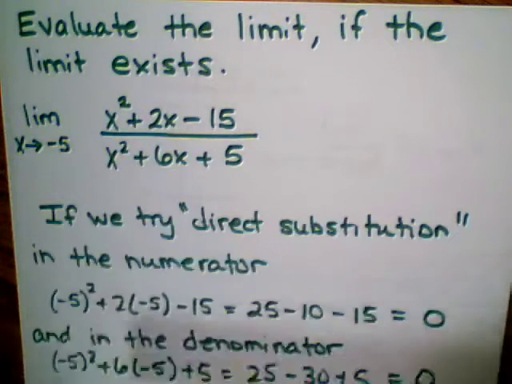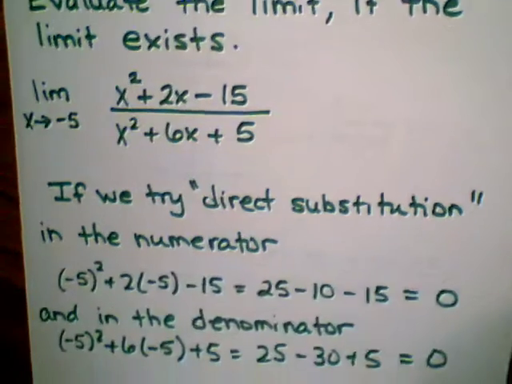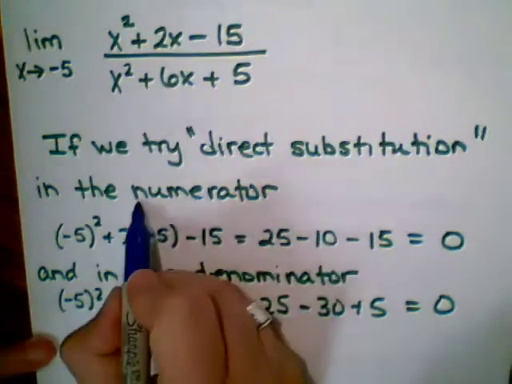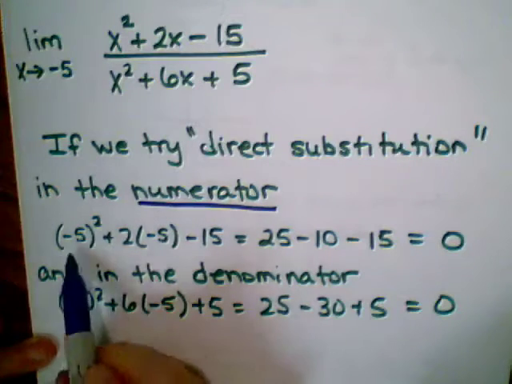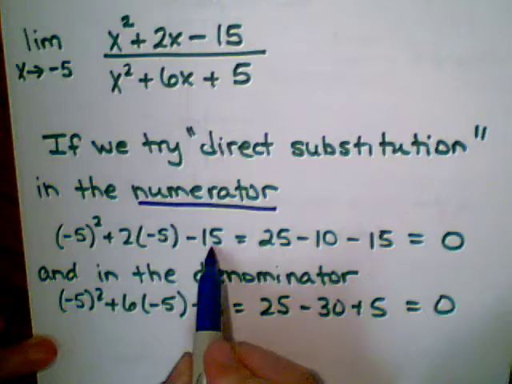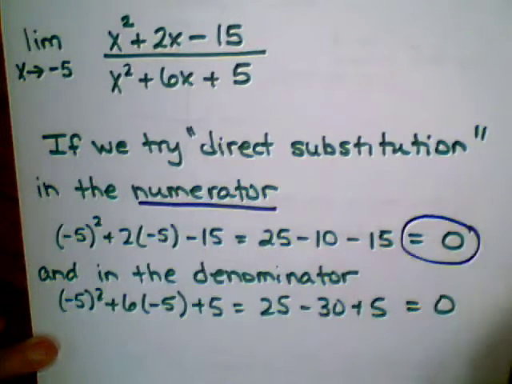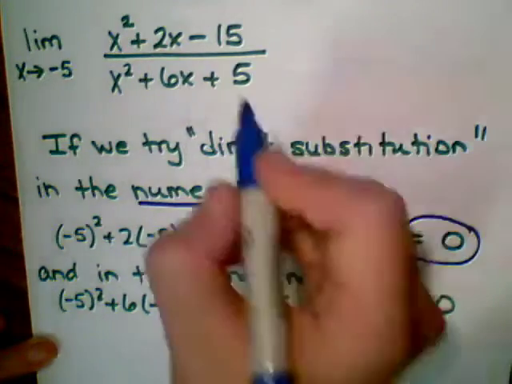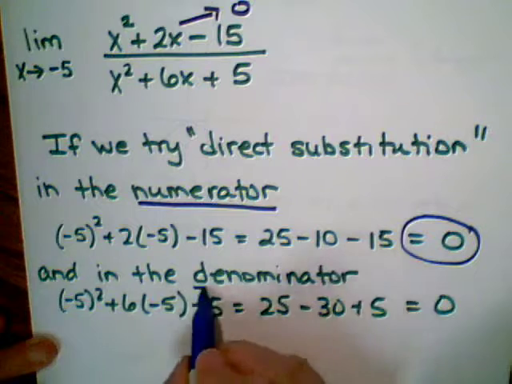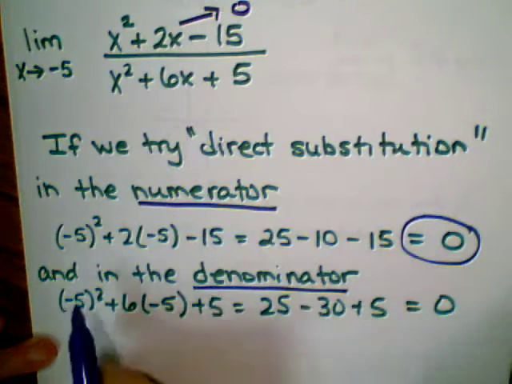So we try direct substitution. And I'll let you double check my calculations. In the numerator, we'll get -5 squared plus 2 times -5 minus 15. That sum equals 0. Now that's not a problem. It's okay if the numerator goes to 0. Here is the problem though, in the denominator.